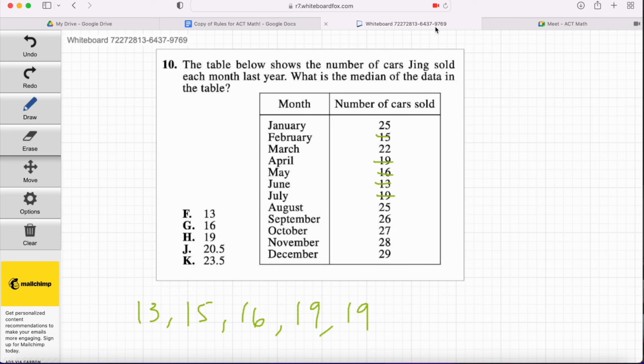22. Okay. And then we have two 25s as well. Two 25s. Awesome.